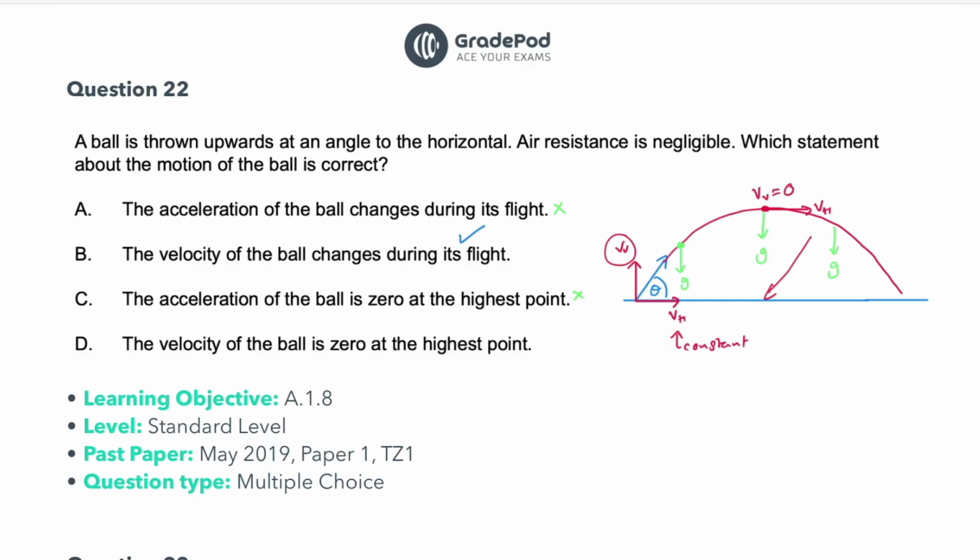So I think some people might look at this one and think that's correct, but it's not, because the horizontal velocity component is always constant.